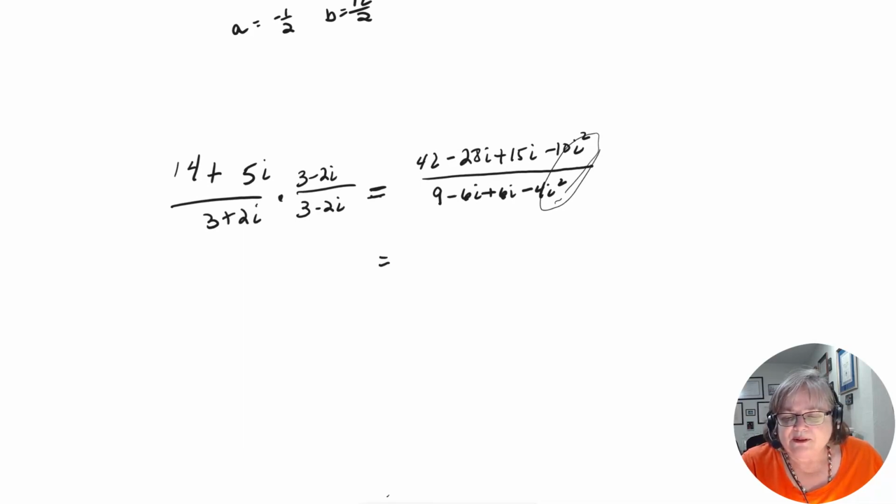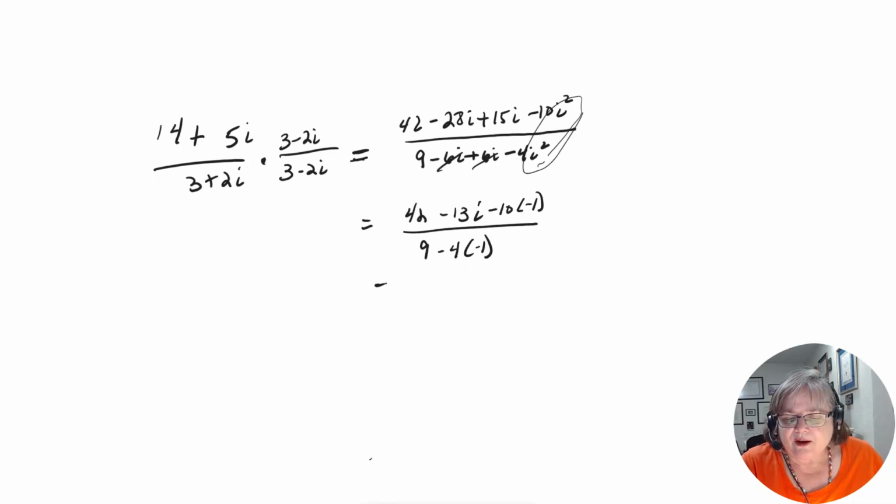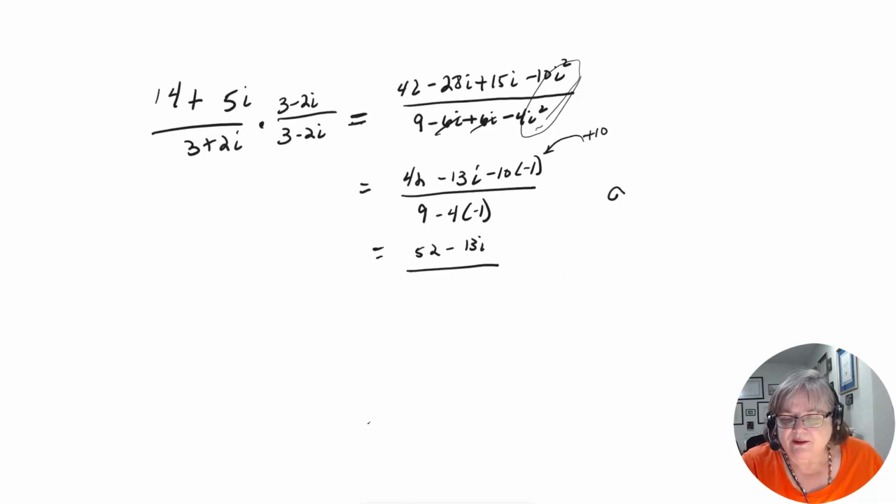So you would say, all right, I have 42, minus 28i plus 15i is minus 13i, and minus 10 times a negative 1 over 9. Minus 6i plus 6i cancels. Minus 4 times a negative 1. So you have minus 10 times negative 1 is plus 10. So 42 plus 10 is 52. Minus 13i over 9 plus 4, right? Negative 4 times negative 1 is plus 4.